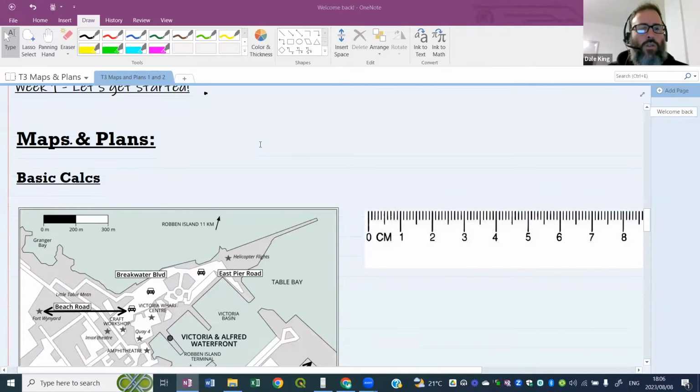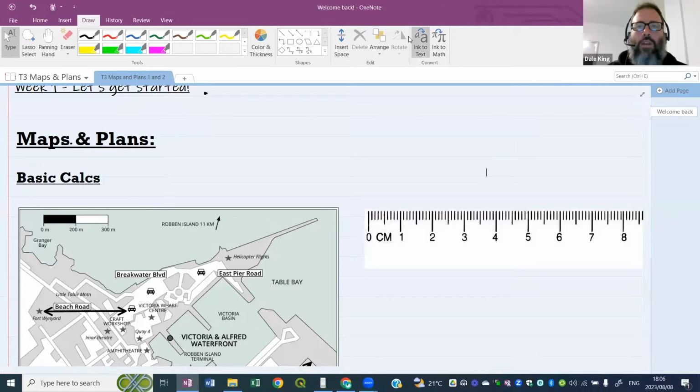We're going to do some basic calculations with this map. It's difficult to teach this online because you should have a map in front of you. You should be measuring and working with and on your map. So it's a bit difficult, but I've got a ruler here, and I'm going to use this map and the ruler to show you exactly what you need to do. We'll see how it goes.